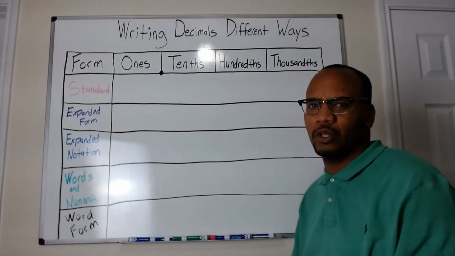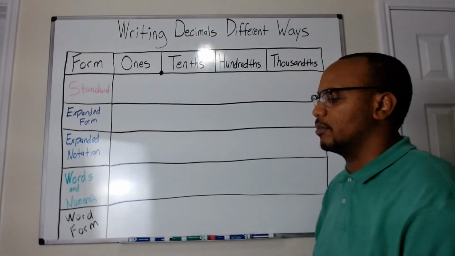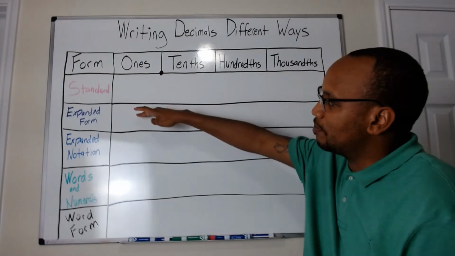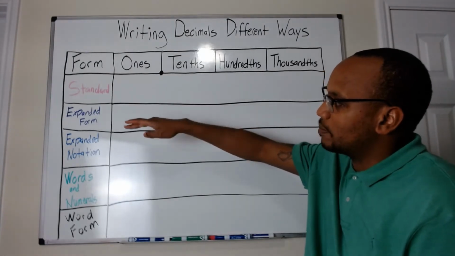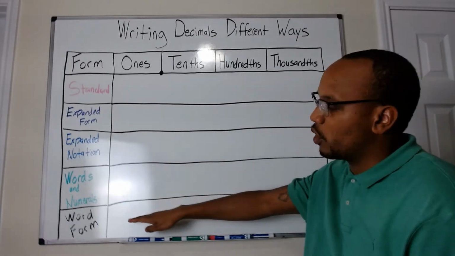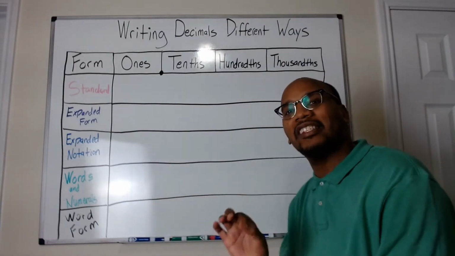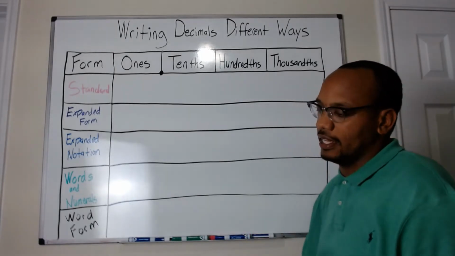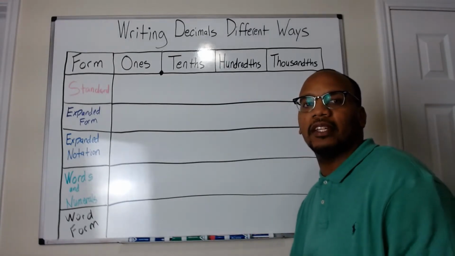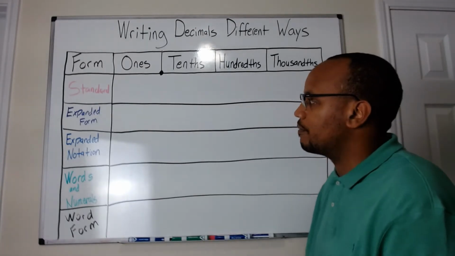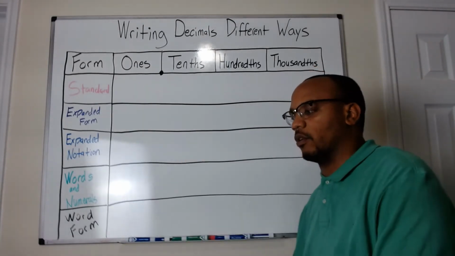So what I'm going to do here is real simple. I'm going to take one decimal and show it to you in standard form, in expanded form, in expanded notation, in words and numerals, and in word form. The same decimal. And you have to be able to translate, because some problems will say it in one form and then ask you for the other form.